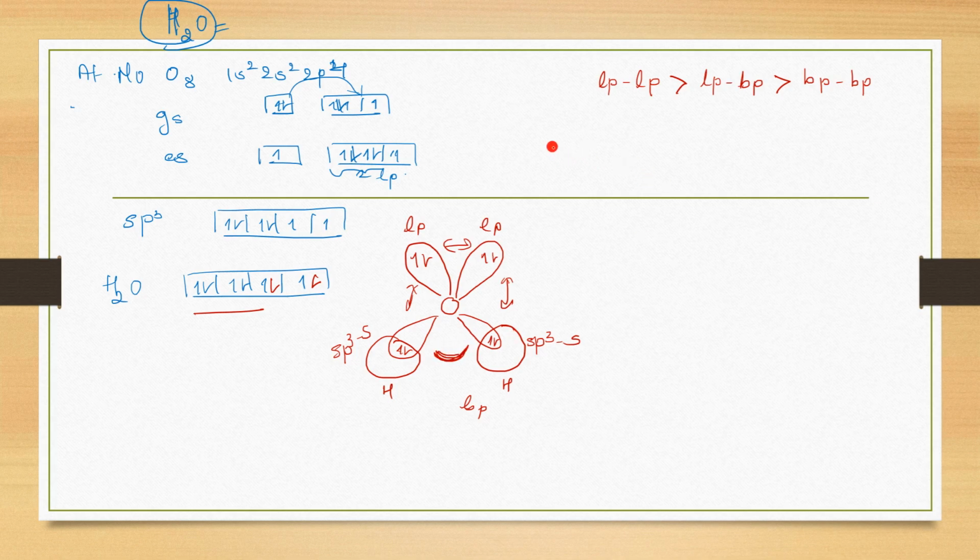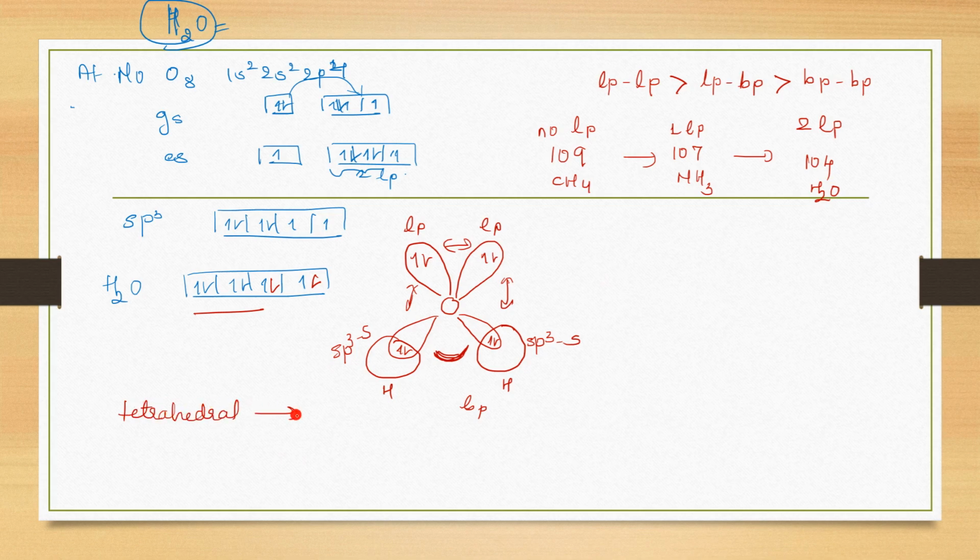So from 109 in methane, the bond angle decreased to 107 in ammonia, which was having just one lone pair. Here there was no lone pair. Now in water, because it is having two lone pairs, the bond angle decreases still further, to 104. Now instead of calling it tetrahedral, it changes to bent, or we call it V shape. So when you draw the water molecule, we simply draw it this way, showing the two lone pairs.